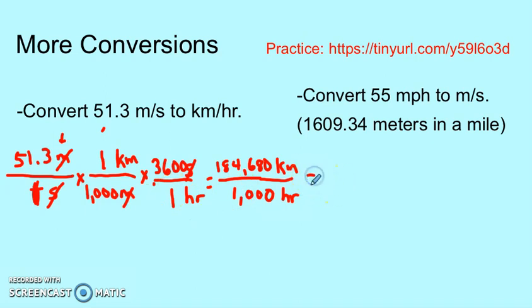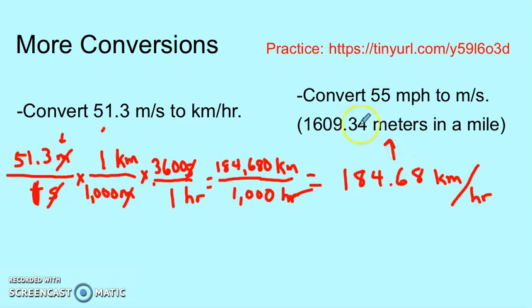And when you put that in, that will equal 184.68 kilometers per hour. And I happen to be able to do that one in my head, but you are welcome to use calculators for any of that. Top number divided by bottom number is what that is. So now let's look at this one.